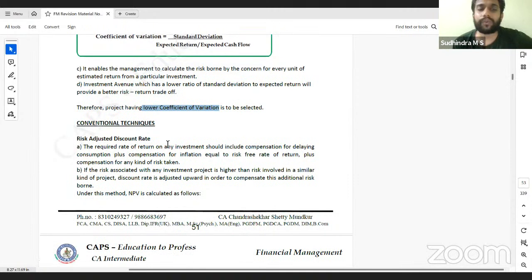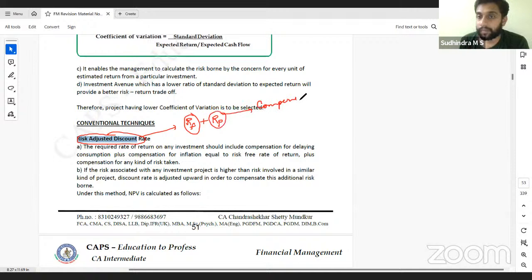Then we have a few conventional techniques. One is RADR. In RADR, you calculate the risk adjusted discount rate, which is nothing but risk-free rate plus risk premium. Risk-free rate is the rate of return for risk-free investments like bank deposits, government bonds, etc. Risk premium is the compensation for taking extra risk. They will give, for example, risk-free rate is 7%, risk premium is 7%. Calculate RADR. What would be the RADR? 14%. Correct.